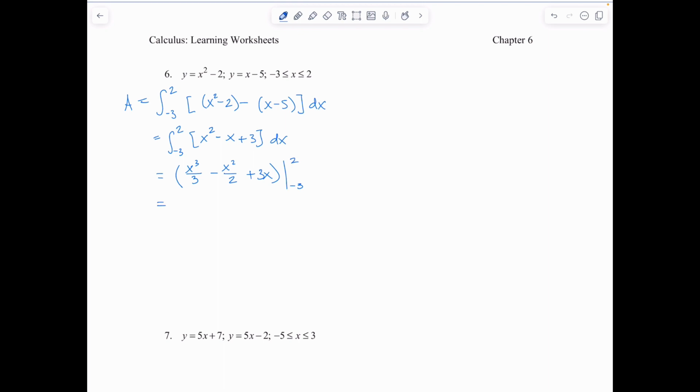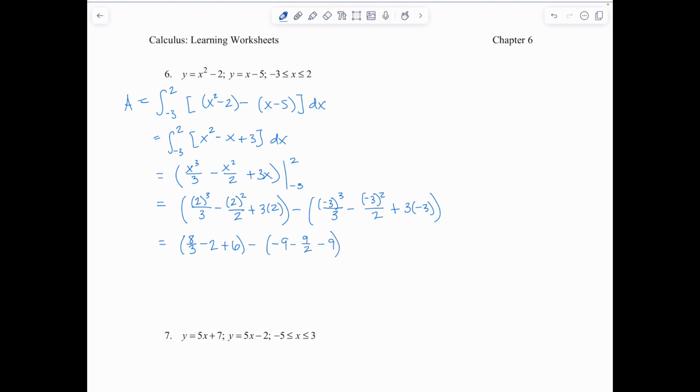And then when we evaluate, we will get 2 cubed over 3 minus 2 squared over 2 plus 3 times 2 minus -3 cubed over 3 minus -3 squared over 2 plus 3 times -3, which will give us 8 over 3 minus 2 plus 6 minus -9 minus 9 over 2 minus 9. So our area will be about 29.167.